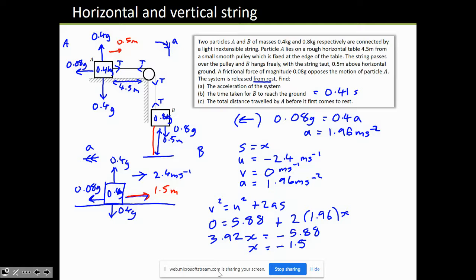So we're almost there. The total distance travelled by A before it comes to rest, well, we've got to remember that we initially travelled half a meter. So the total distance travelled is going to be 0.5 meters while we have tension in the string. And then we're going to travel another 1.5 meters in this direction after the string becomes loose and there's no longer any force acting on the particle. So it's going to be 0.5 plus the 1.5 meters.